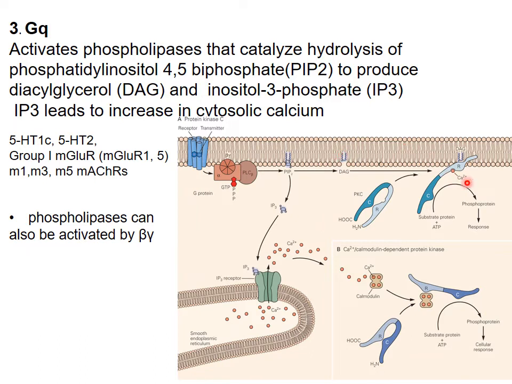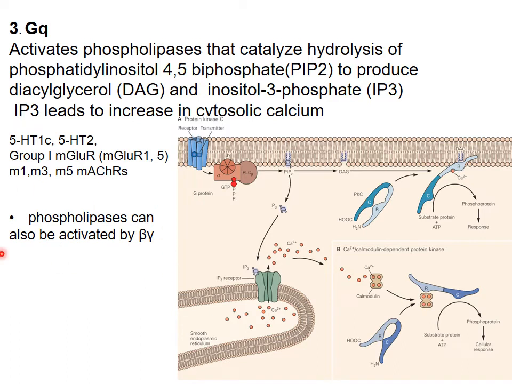Calcium and diacylglycerol together can lead to the activation of protein kinase C, or calcium by itself can lead to the activation of calcium calmodulin kinases, CaM kinase 2 and 4, depending on which place in the cell we are. These are going to be your serotonin receptors. These are some examples: your group 1 mGluRs, 1 and 5. The other ones we saw lead to inhibition or activation of Gi. And we have a few acetylcholine receptors.